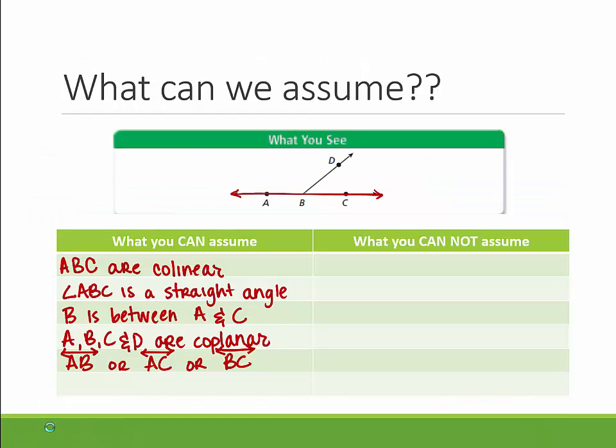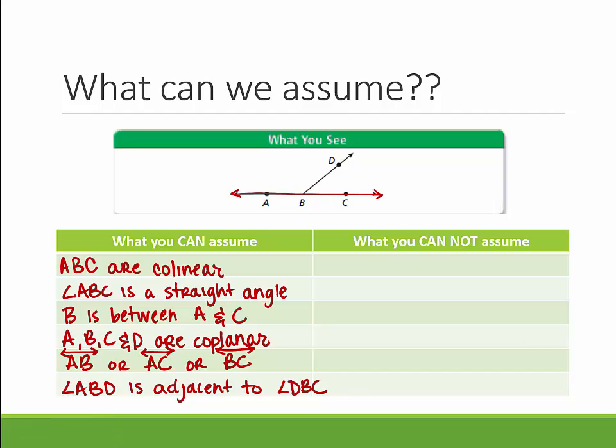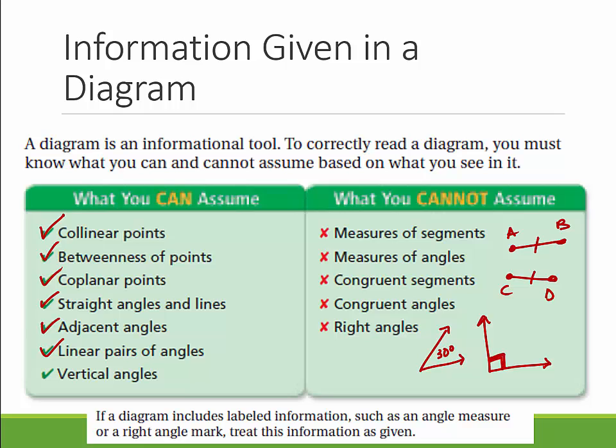Adjacent angles, we got some of those, so we could say that angle ABD is adjacent to angle DBC. Linear pairs of angles, we could say that those two are not only adjacent, we could say they're a linear pair, because we know they form a straight line. Vertical angles, we don't have any, so we can't say that.